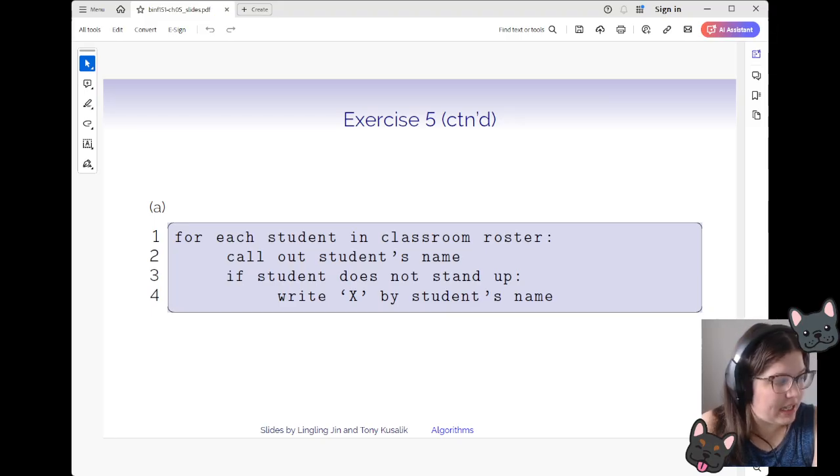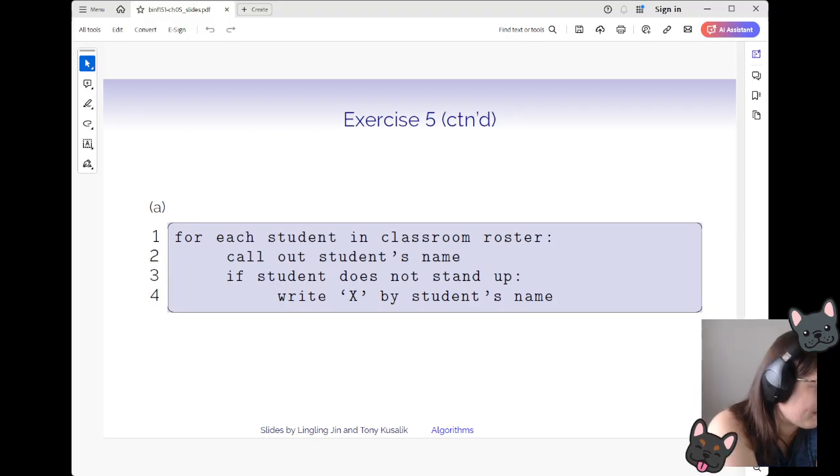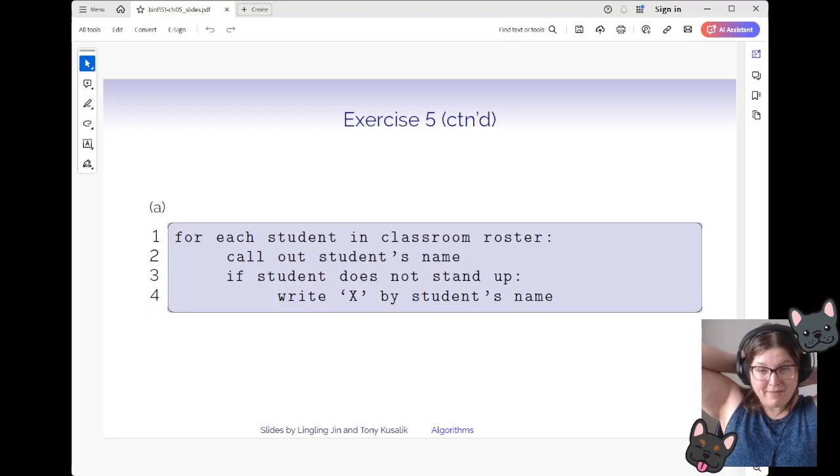So inputs to this problem, what could those be? Let your brain marinate, let it think about it for a second. We're going to need a classroom of students. This doesn't work if I'm just yelling it into the abyss. I'd be putting X's by everybody's name and it wouldn't be actually solving the problem at hand, which is identifying what students are not in the class. So we need the class of students. We're going to need a class roster because we need that for our checking purposes.